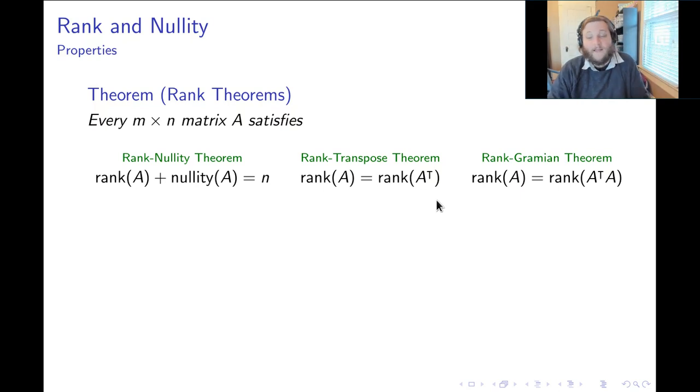Also, we have what I like to call the rank Gramian theorem. Remember that the Gramian of a matrix is the transpose of that matrix multiplied by the matrix itself. And this will turn out to be an extremely interesting matrix for us as we proceed in the course. For example, one interesting thing we can say about the Gramian of any matrix is that it's an n by n symmetric matrix. But there's more we can say. It turns out that the rank of any matrix is the same as the rank of its Gramian.